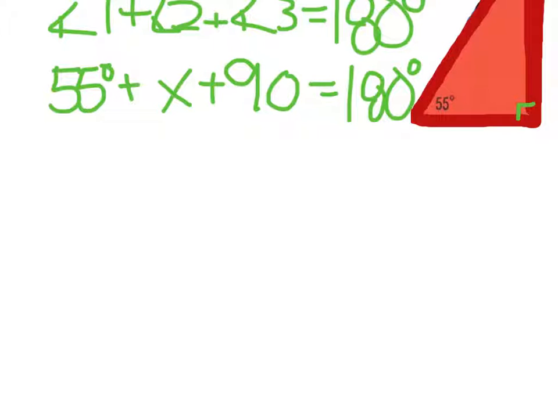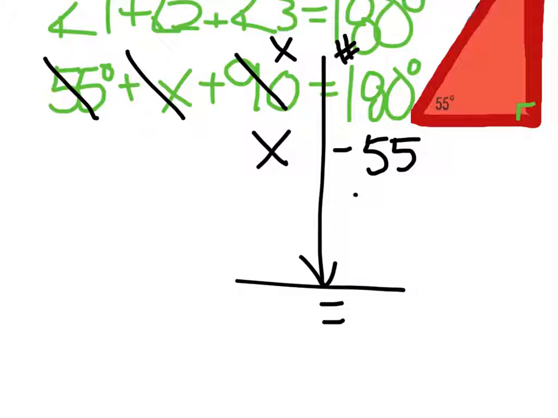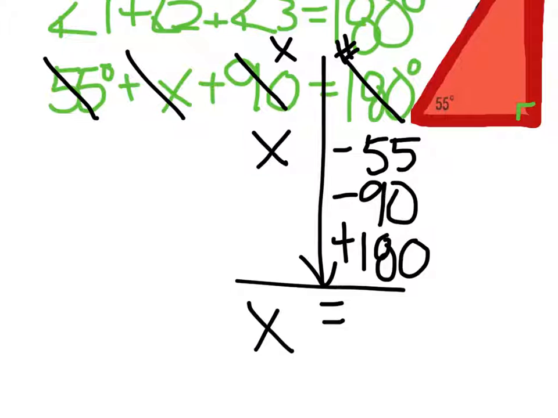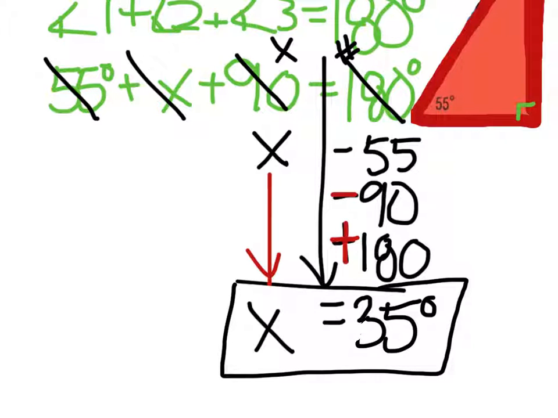So let's go through that. There's no need for distribution. Line through the equal sign brings it down. I'm going to put the X's on the left, numbers on the right, and that way it will stay a positive X. So 55 is going to switch, negative 55. X will stay. 90 will switch, and 180 will stay. So X just comes right down because there's no adding or subtracting for it. But we do need to take this negative 55, minus 90, and then add 180. And what do we get there? That'll be 35 degrees. So there we go, 35 degrees, and that's our answer for this one. The value of X is 35 degrees.